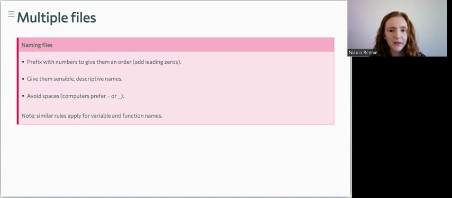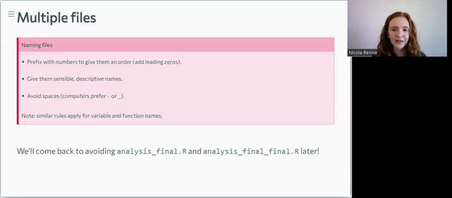You should also give your files sensible descriptive names. Okay? Exploratory plots and final plots is much more useful than plots 1 and plots 2. Computers also usually prefer file names to have underscores or dashes rather than spaces. Okay? Similar sort of guidelines can be applied when you're creating things like variable names or function names in R as well. We'll come back a little bit later to how do you avoid creating multiple files for different versions of code.